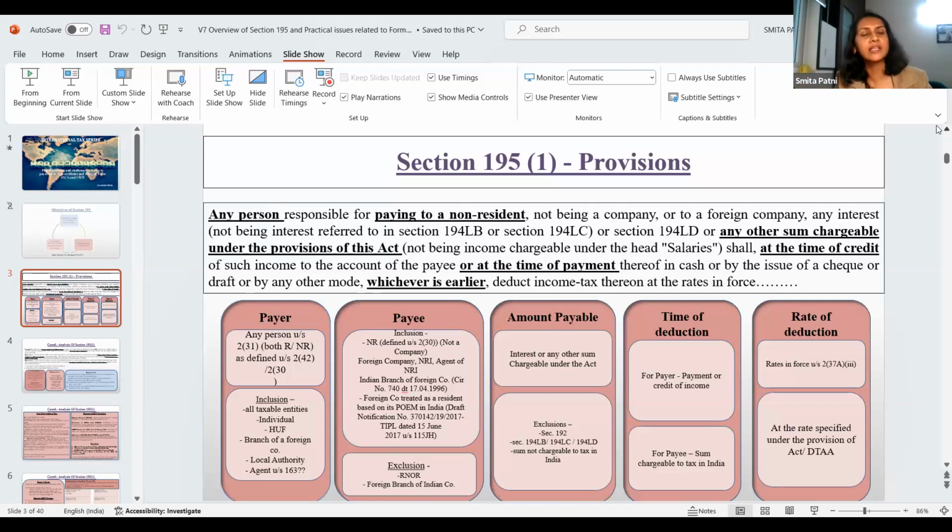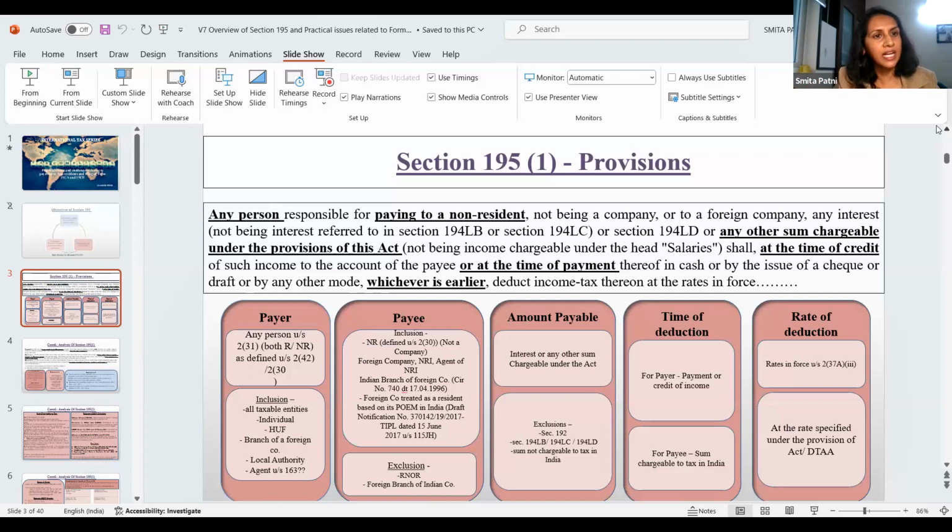I will come to any other sum chargeable to tax in a separate slide. For the time being, we understand that whatever income is chargeable to tax under the provisions of the Act is taxable under section 195, at the time of credit of such income to the account of the payee, or at the time of payment thereof, whichever is earlier.